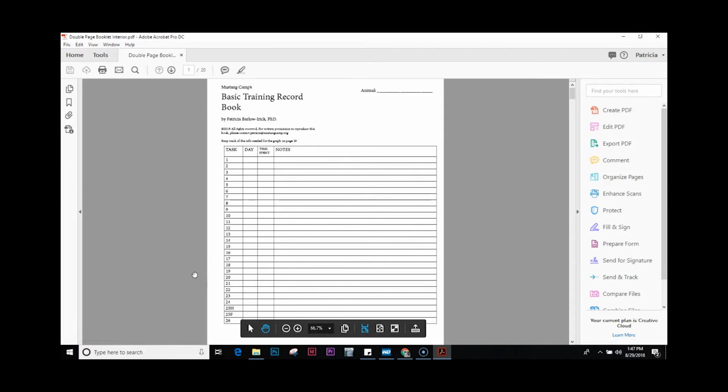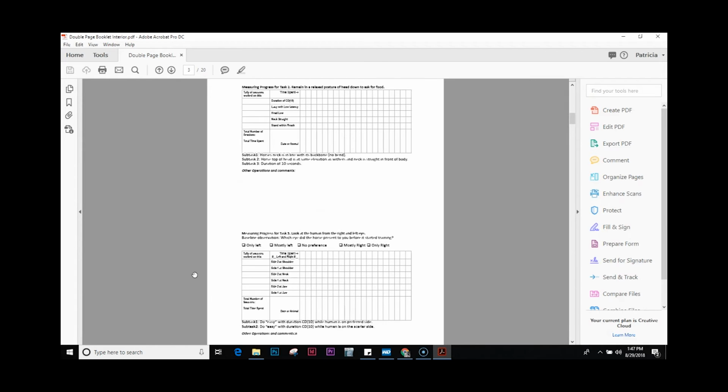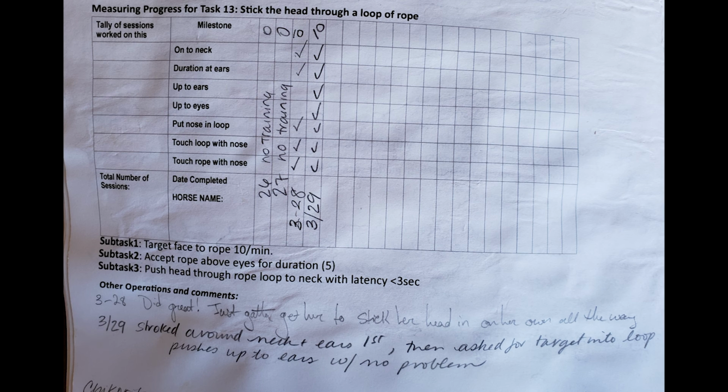Now, we also keep a checklist for the animals so that we can keep track on the individual animal. Each animal has its own book. Here we have Chikorita's book, and Chikorita is a donkey, and she was trained in March of 2018.